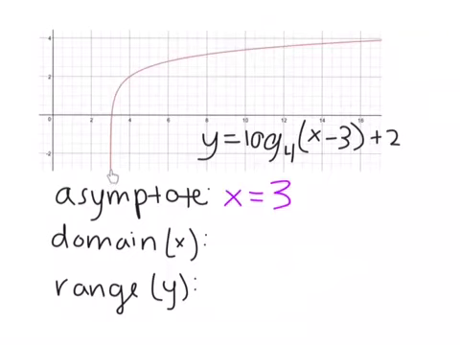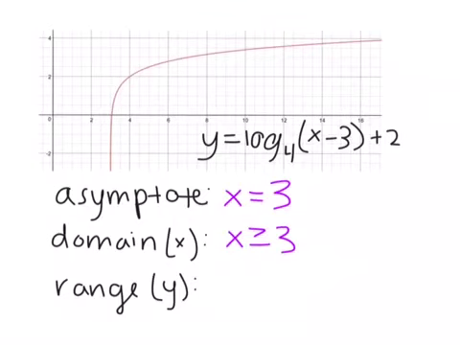So our domain, our x values, is going to be x is greater than 3, because it's going to get to our 3 line right here, and it's going to keep getting bigger. So yeah, that's why that is.